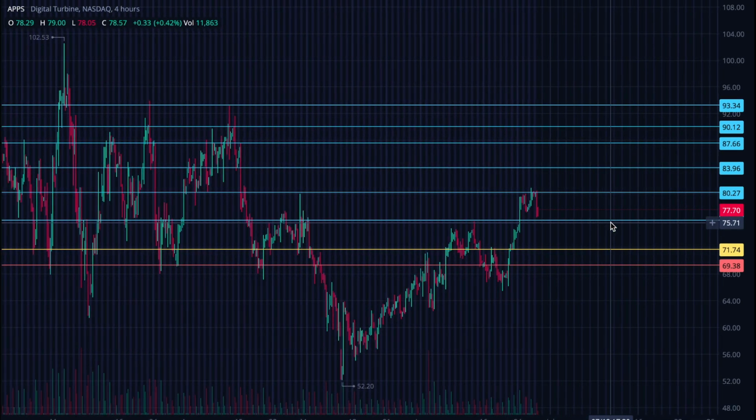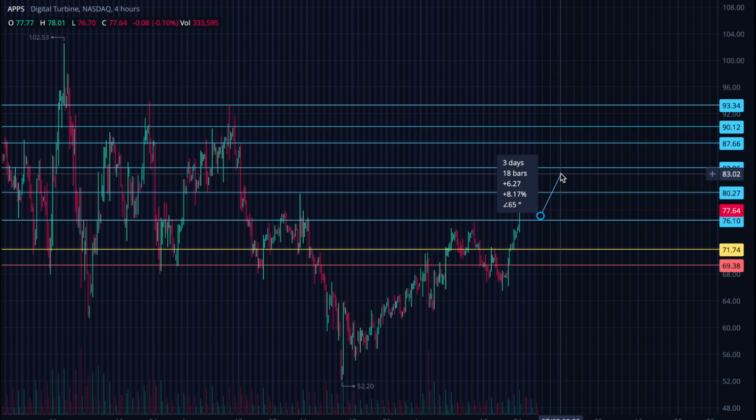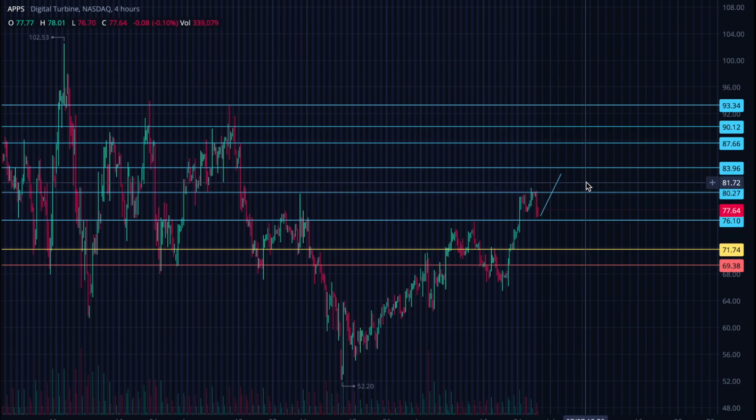So right now, maybe you're saying there's been a little bit of red activity happening. I'd like to see a true show of strength from APPS before I'm going to take a position. So maybe what you look for is for it to bounce on this 76.10 area and make a run up, regardless of how long this takes, toward that 83.96.